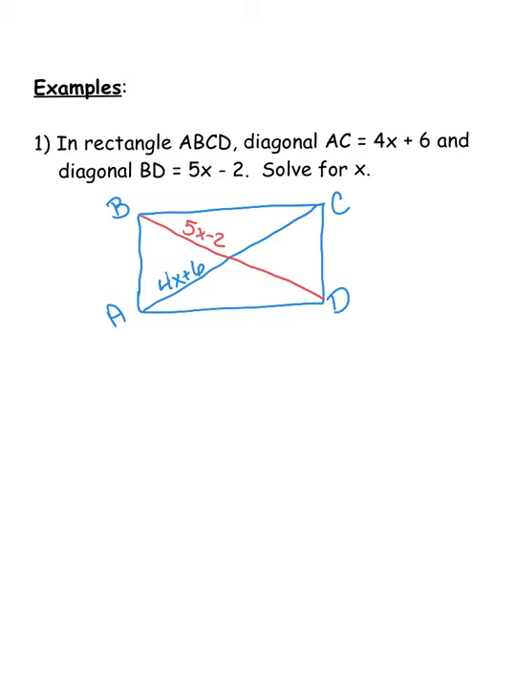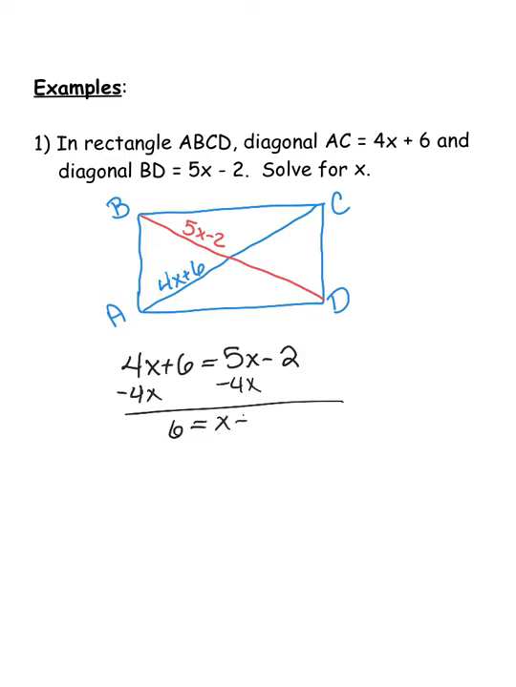If I look at what's given to me, I have the two diagonals. In a rectangle, my diagonals are equal. So I'm going to set those equal to each other. We're going to move the x's to one side. Sorry, that should be a minus. We're then going to move the numbers to the other side, and we get x equals 8. Go back and read. It says solve for x, and that's what we did.